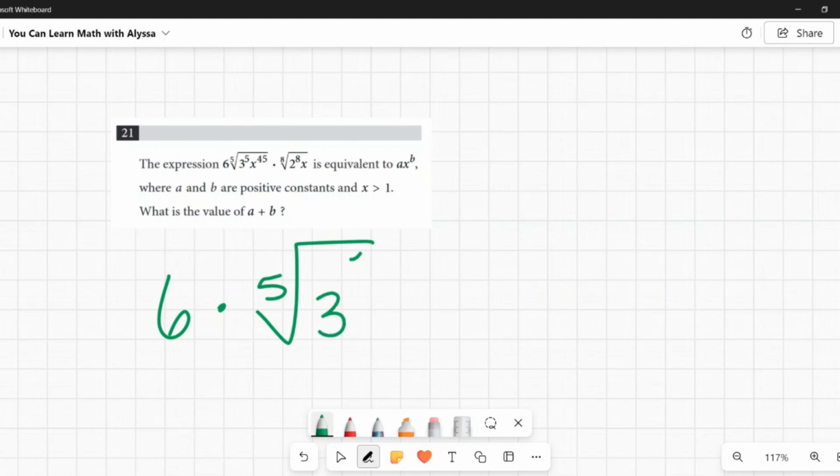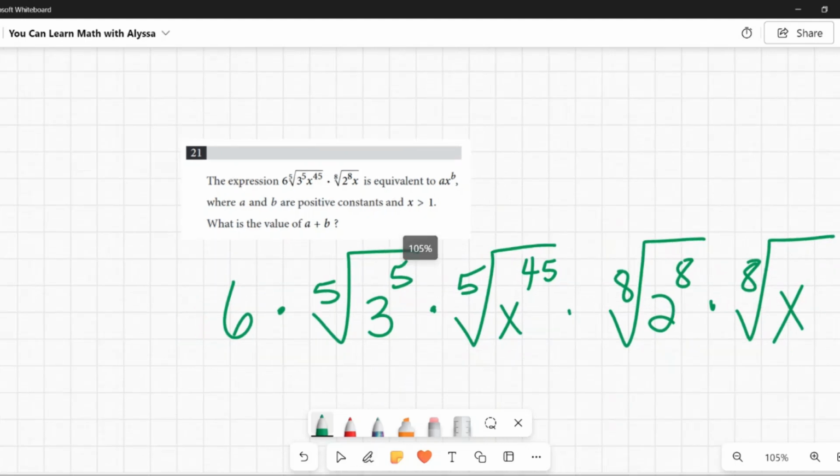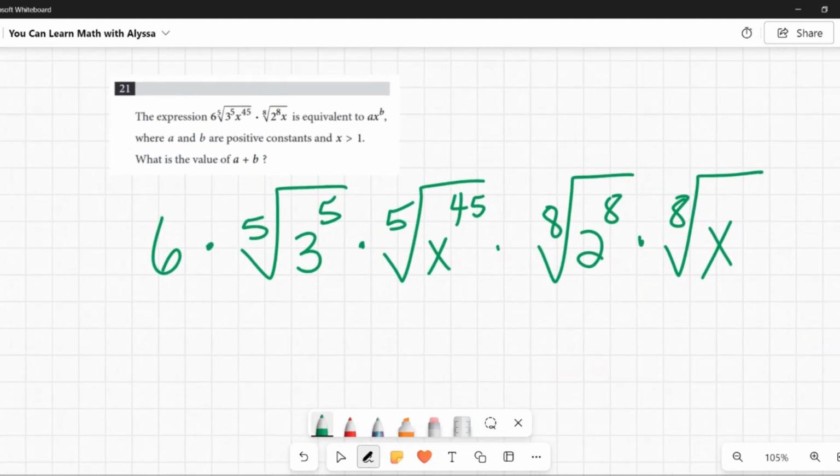Okay, so I have 6, and I'm going to start splitting things up, times the 5th root of 3 to the power of 5 times the 5th root of x to the power of 45. Then I have the 8th root of 2 to the power of 8, and I can split these up. And then we have the 8th root of x. Okay, I can simplify some of these right off the bat. It's not as crazy as it looked.